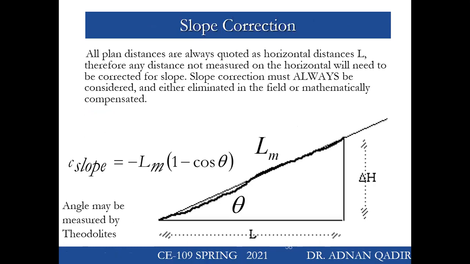Then the slope. This slope correction can be determined from this formula: the measured length, this is the angle you know, and this is the length along the ground. This is the change in vertical height. Angles may be measured by theodolite or clinometer, as I've said, or even a total station nowadays. Actually, a total station gives you the correct length by itself. It's a built-in mechanism there.